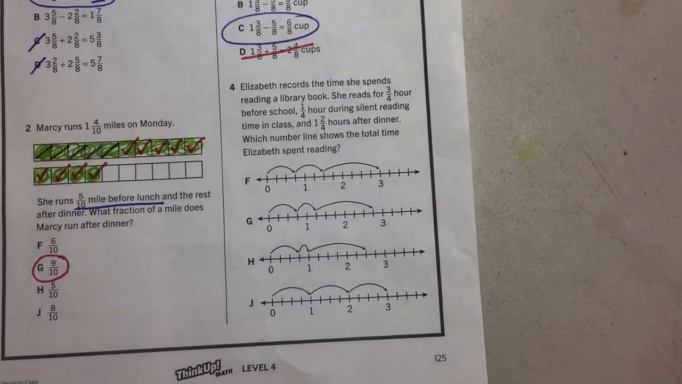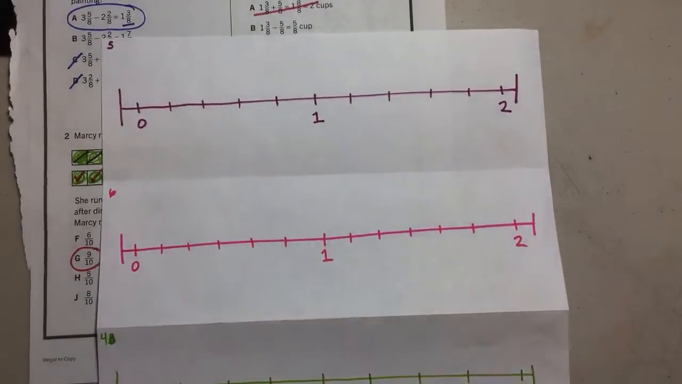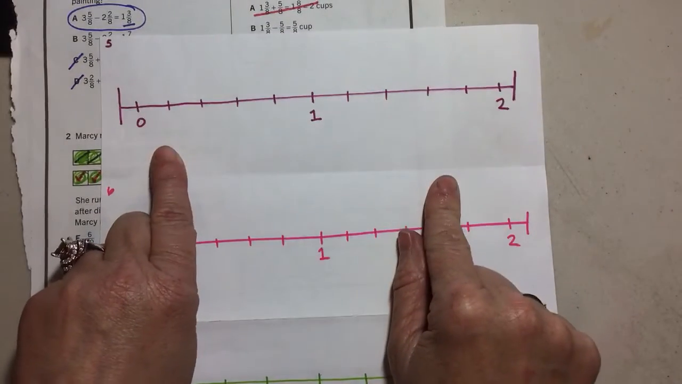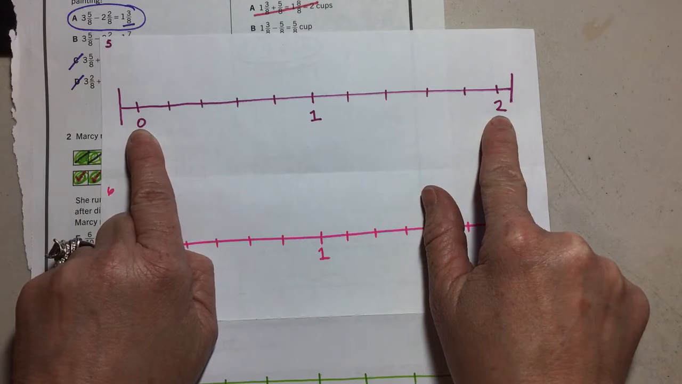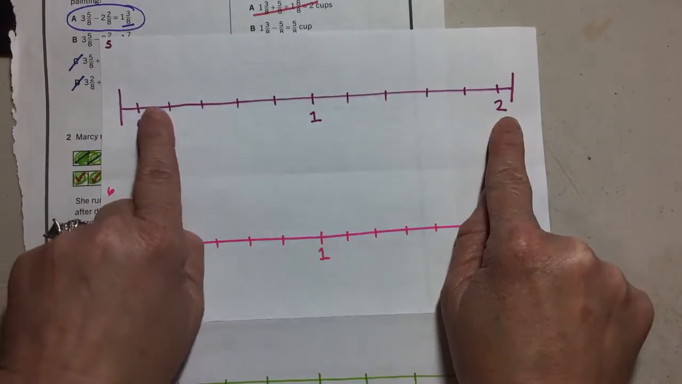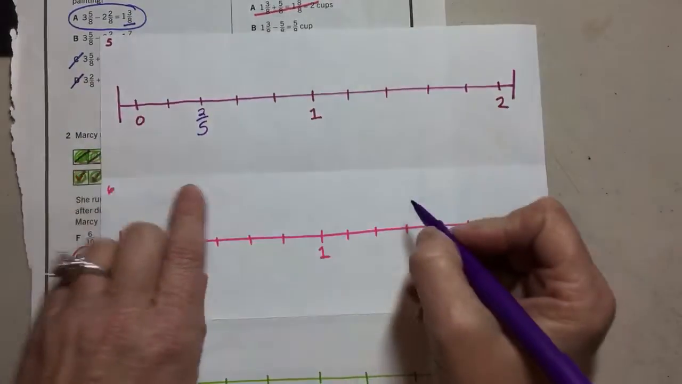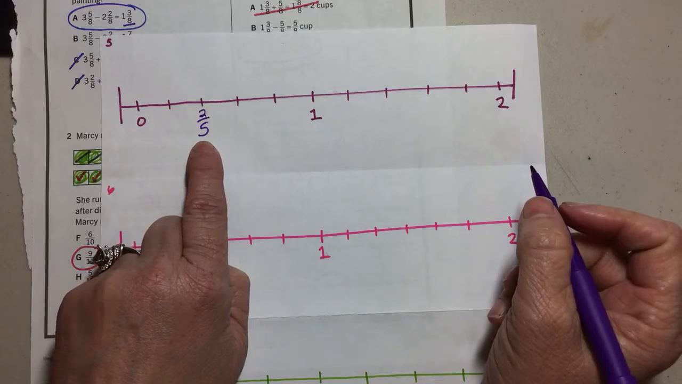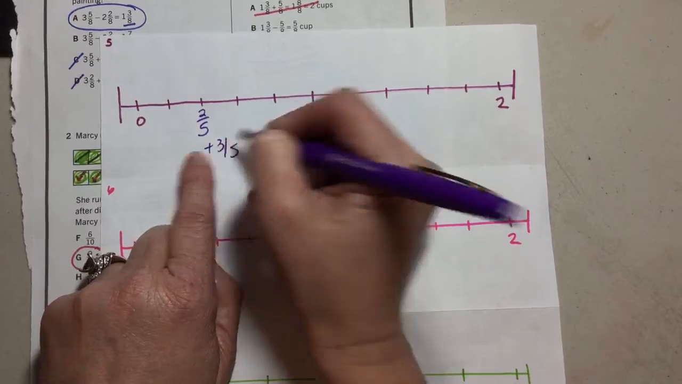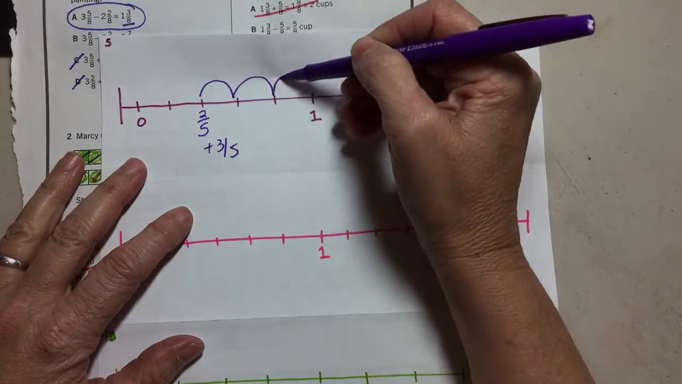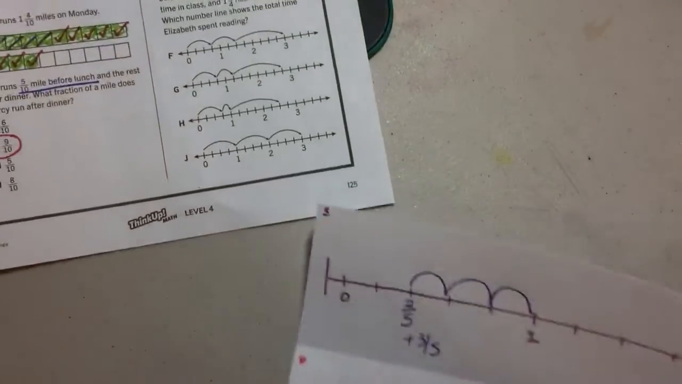So earlier this week, we looked at number lines. We looked at these number lines right here. And we were looking at how to jump on a number line. And here was the 0, here was the 2. If I think this one's broken into fifths, right? So if I started at 2/5 and I were adding 3/5, I would just jump up 1, 2, 3, okay, which gives me 1. So here has a number line.